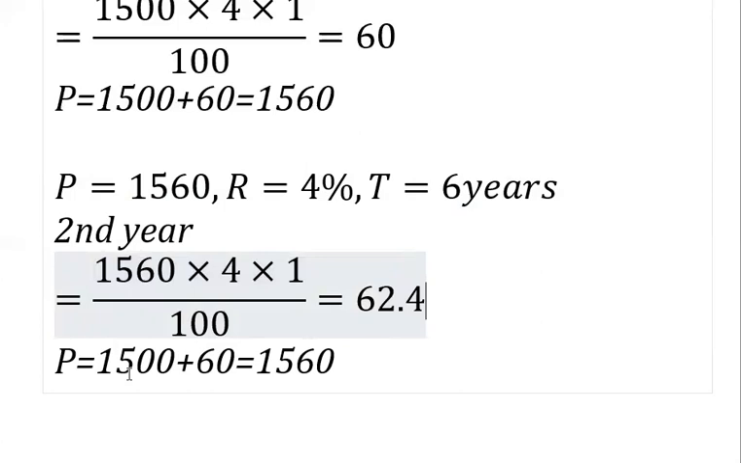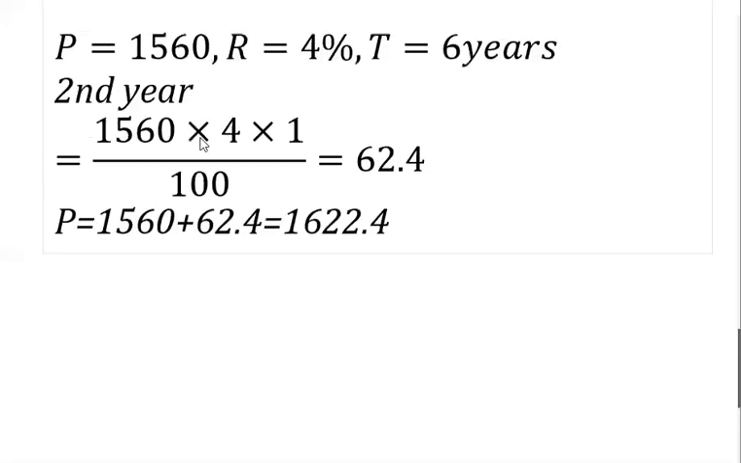So this time around, you add your interest to your principal. So the principal at the end of second year will now be 1560 plus the new interest 62.4. It's now going to give you 1622.4. Awesome. So we'll move straight to the third year.